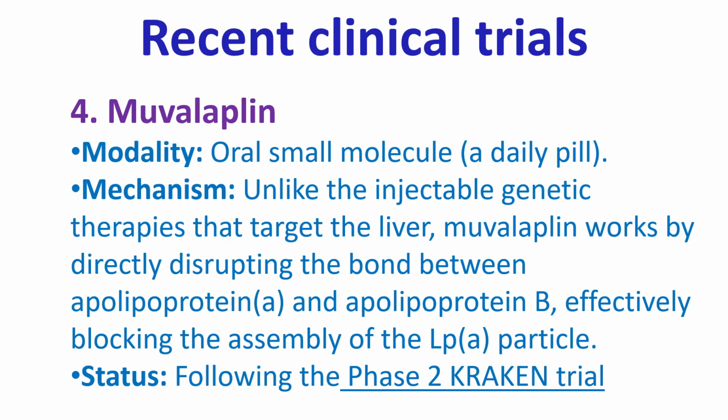4. Muvalaplin, an oral small molecule, a daily pill. Unlike the injectable genetic therapies that target the liver, muvalaplin works by directly disrupting the bond between apolipoprotein(a) and apolipoprotein B, effectively blocking the assembly of the LPA particle. Following the phase 2 KRAKEN trial, which showed dose-dependent LPA reductions of 47 to 86%, enrollment is currently going on for a phase 3 cardiovascular outcomes trial.